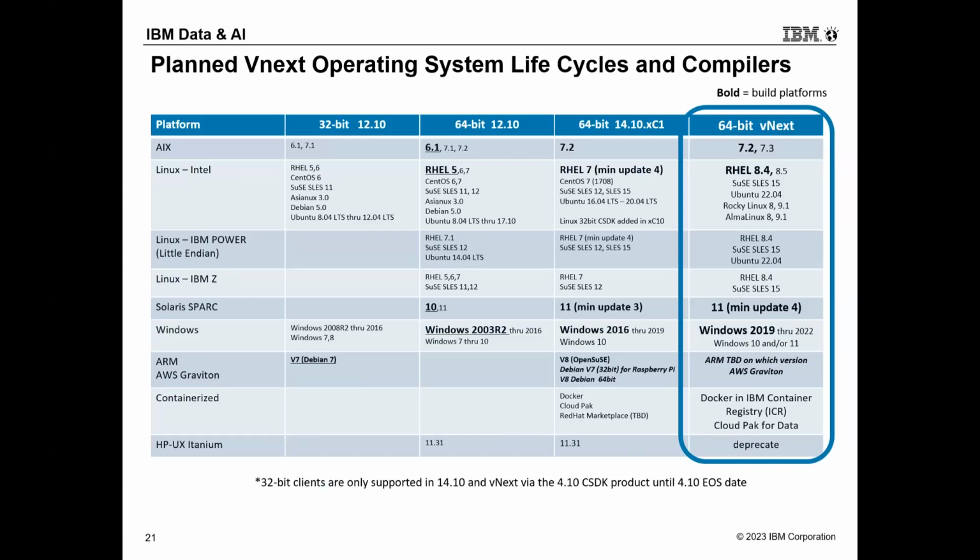AIX 7.2 and 7.3, various flavors of Linux, both big endian and little endian. System Z gets an upgrade. SPARC, minimum update of 4 on version 11. Windows Server 2018, Windows 2019 through 2022, and Windows 10 and/or 11.